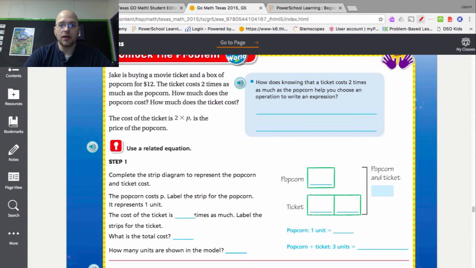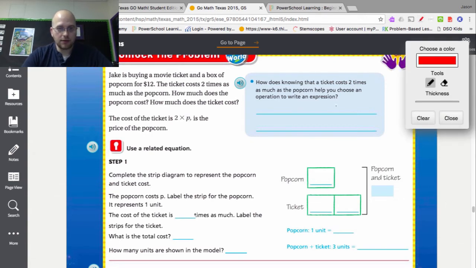Okay, so let's look at this. If we're buying this movie ticket and the popcorn for $12 and the ticket costs 2 times as much as the popcorn, the cost of the tickets is 2 times P. So what we've done here is we've said that the popcorn is going to be P. The ticket is going to be 2 times P. So 1 unit is P. The popcorn plus a ticket is 3 units or 3P. That's 3 times P. Okay?